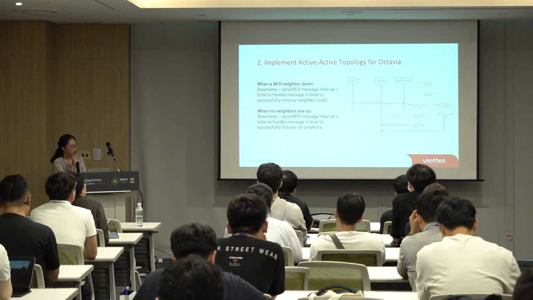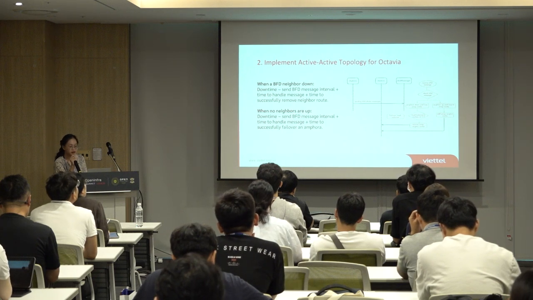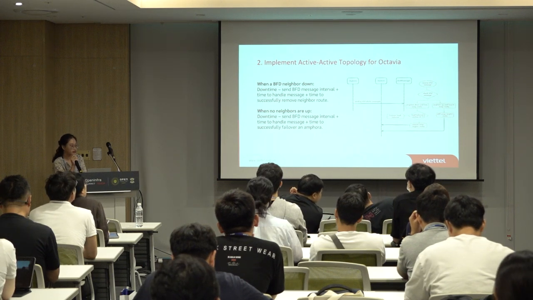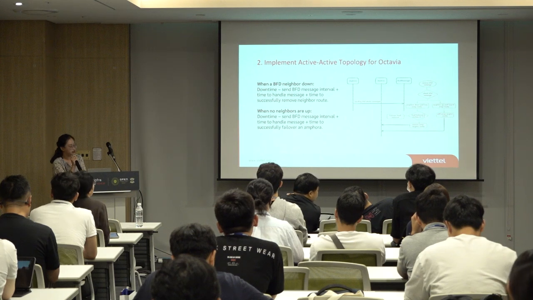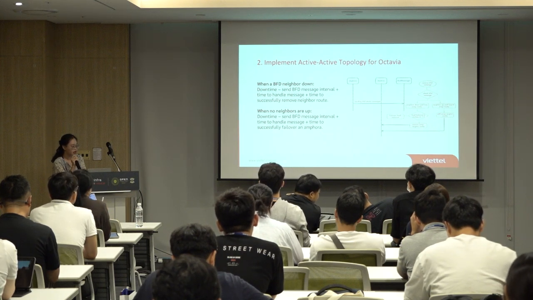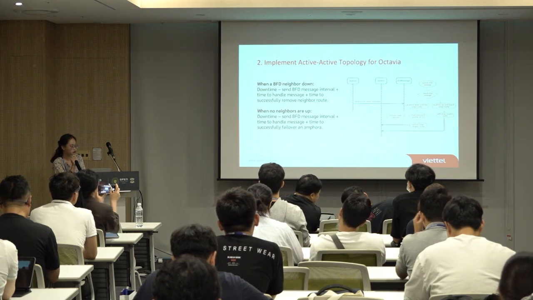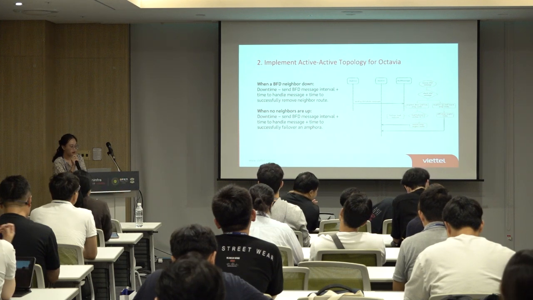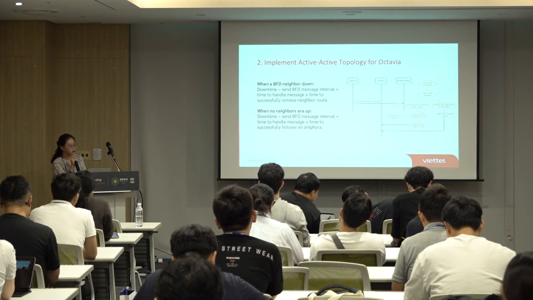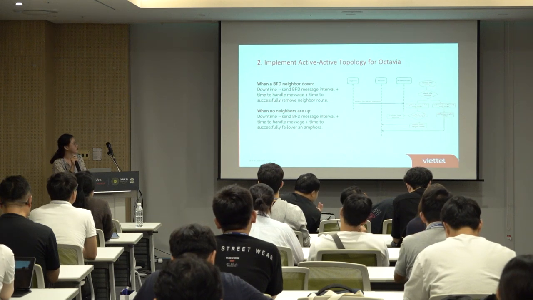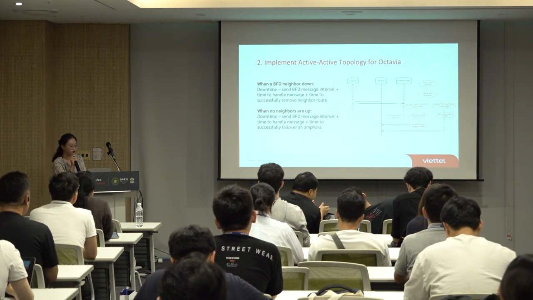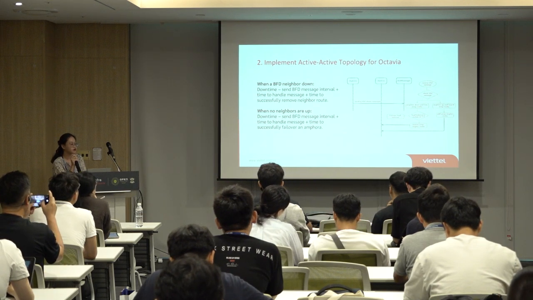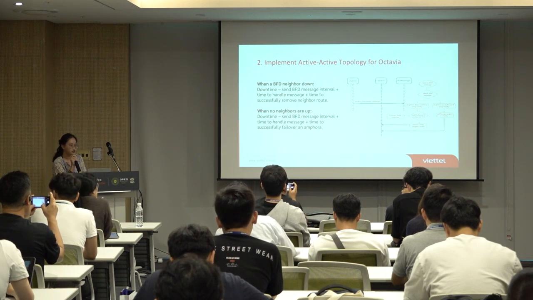About the downtime, when a BFD Amphora goes down, the downtime is approximately equal to the BFD message sending interval plus the time to handle the message plus the time to successfully remove the Amphora route. When no Amphora is up, the downtime is approximately equal to the same BFD message interval plus the time to handle the message plus the time to successfully fail over the first Amphora.